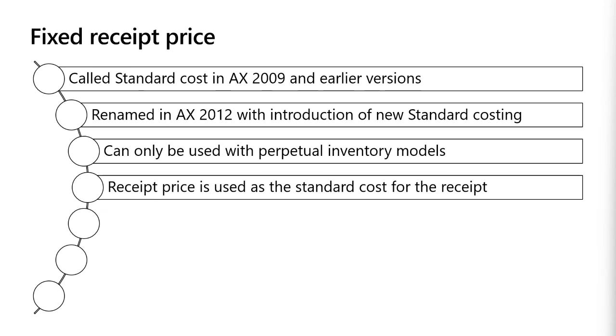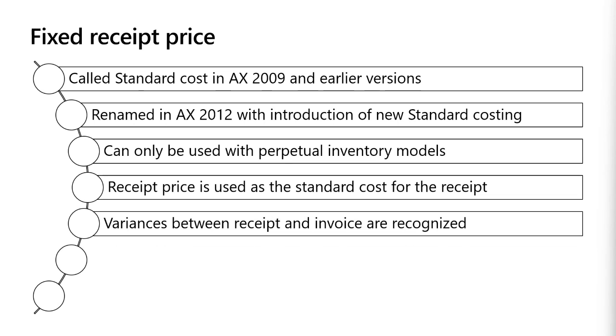When you select the fixed receipt price option, the system will use a receipt price as a standard cost for any inventory receipts, such as on a purchase order. If there's a difference between the purchase price and the default item cost configured for a product, the difference will be posted to the fixed receipt price profit or fixed receipt price loss account, and the offset will get posted to the fixed receipt price offset account that you specify on the inventory posting profile page.